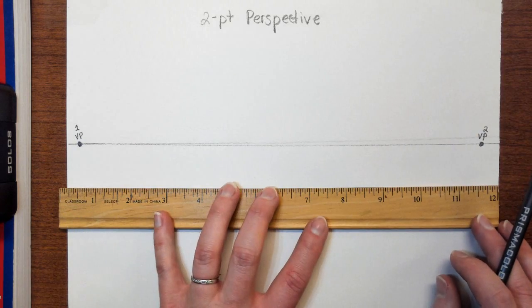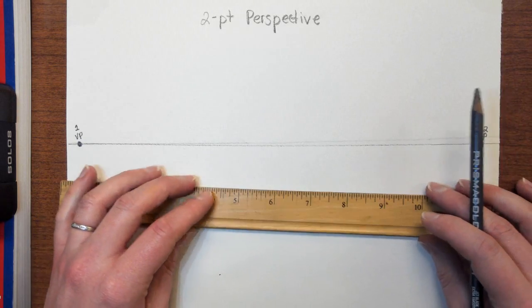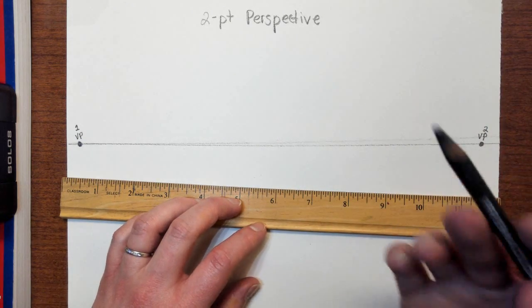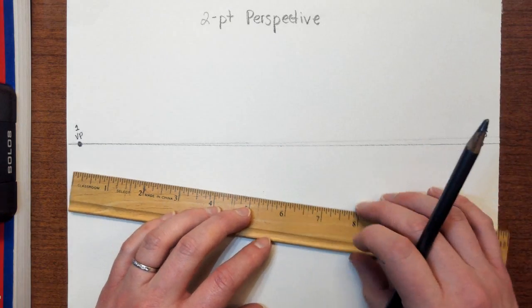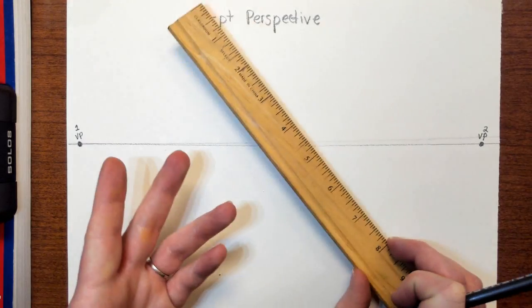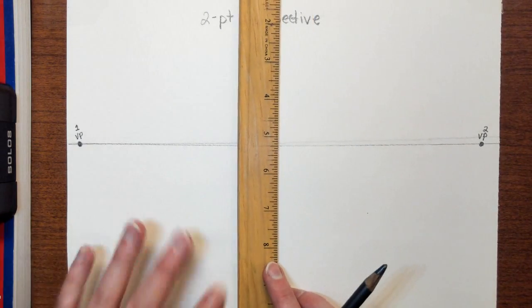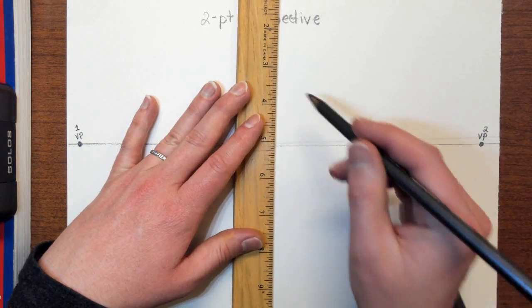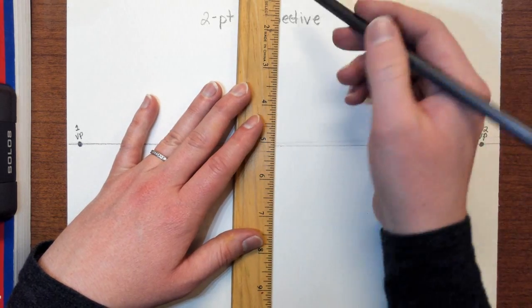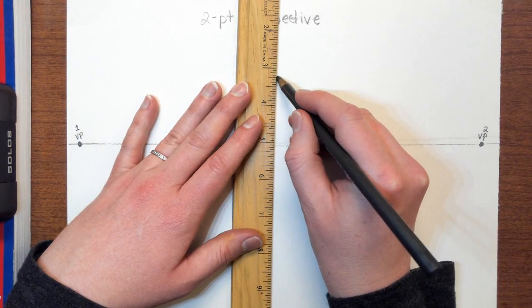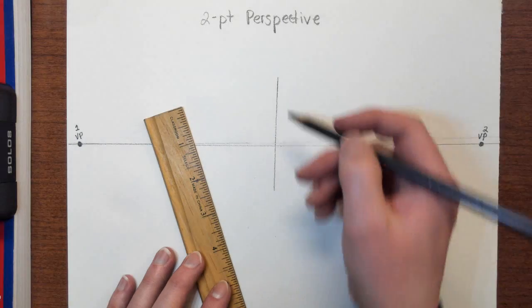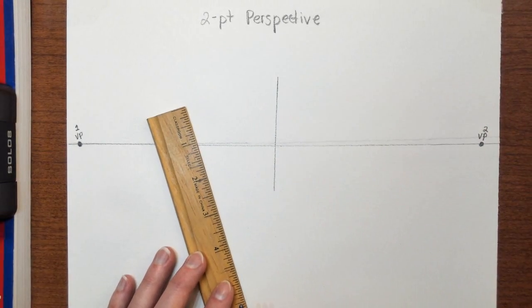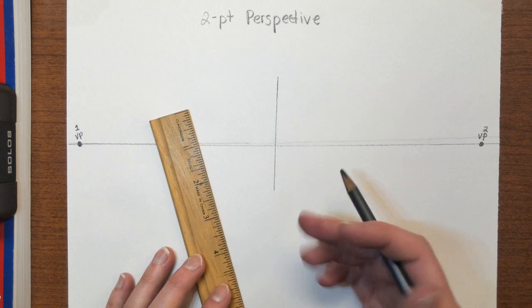So what I'm going to do first is, in 1-point perspective, you guys remember we made a square. Well, this time we're actually going to do just a straight line, and not just any line, we're going to do a vertical line. So I'm holding my ruler, making sure it's completely up and down. I'm going to draw a line across my horizon line going up and down just like that. So go ahead and do that.